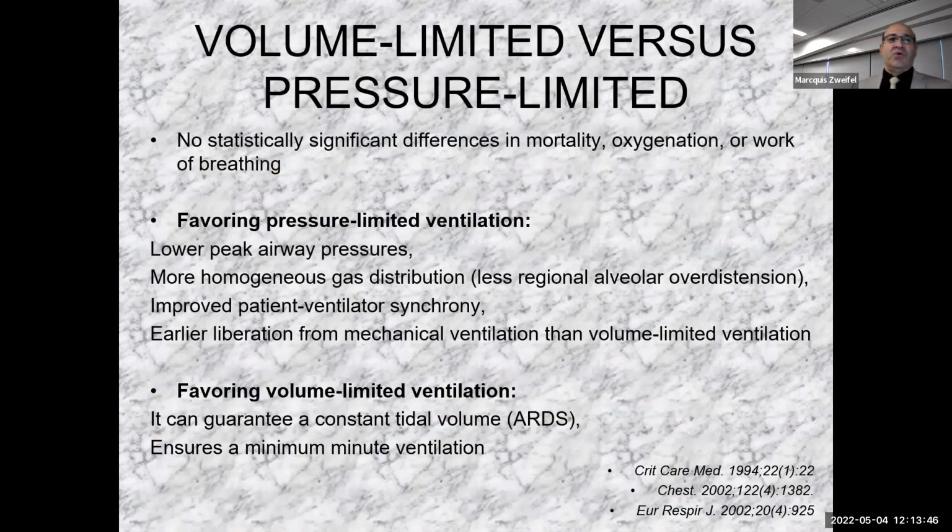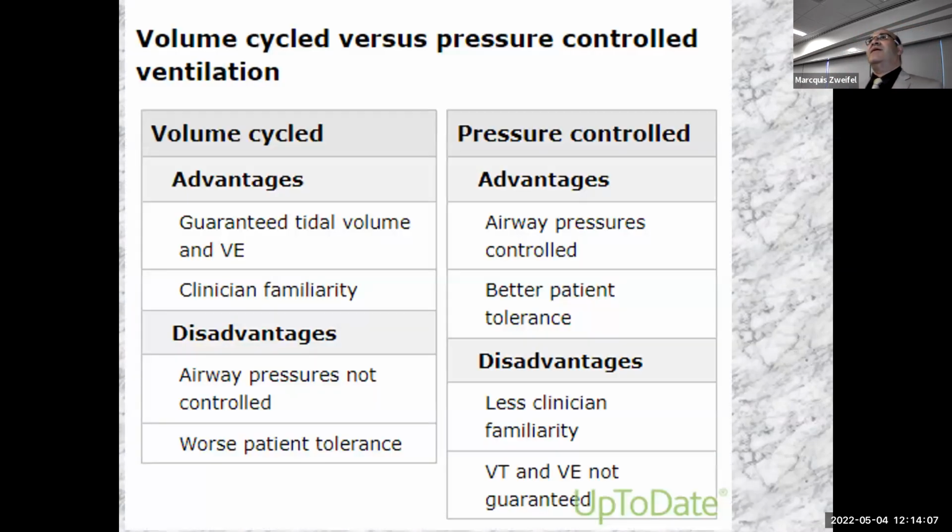Great. So what's the difference between the two? As we said, these are the good things. There are some extra things for the pressure control. They say there may be some more homogeneous distribution of the gas through the lung, and also more synchrony with the patient, so less need of sedation also. This is a slide from UpToDate, the benefits or advantages and disadvantages of the pressure and the volume control. So these are the things that we talked about.